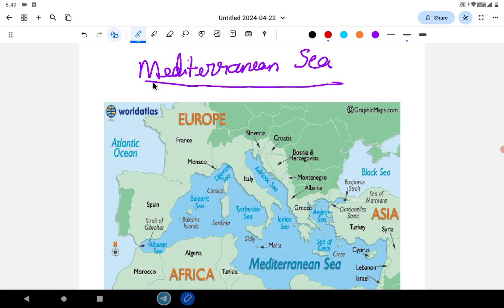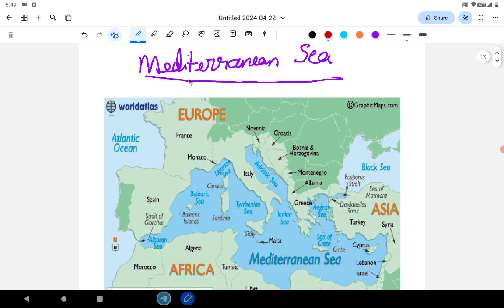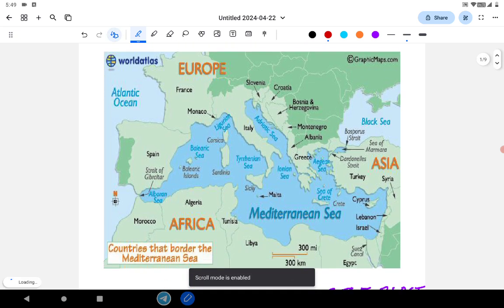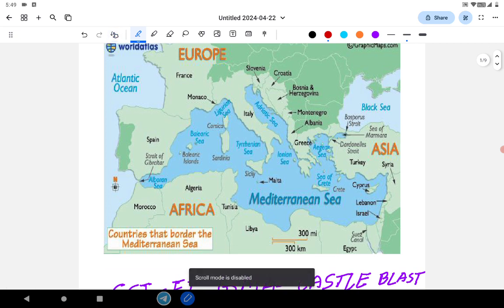Today's theme for discussion is the Mediterranean region, or the regions around the Mediterranean Sea. Mainly the focus point will be the Mediterranean Sea. You can see in this particular map that the Mediterranean Sea is bound by around 22 countries and a territory of Gibraltar.